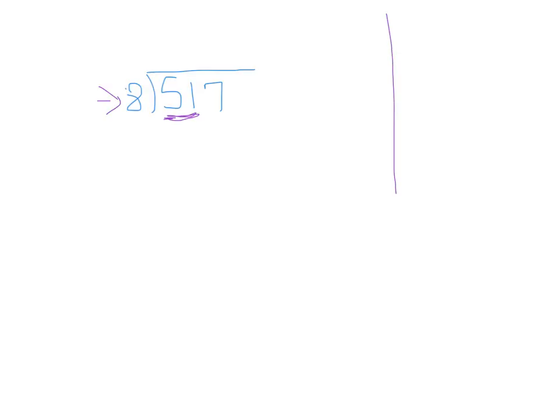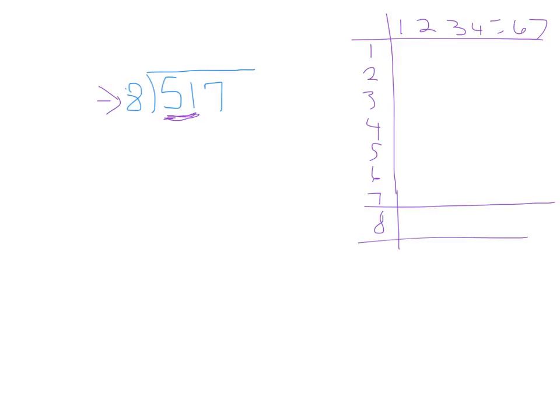So you're going to go over to your multiplication table, and you're going to go along the 8 row until you get as close as you possibly can to 51. When that happens, it's going to happen this time in the 6th column. 48 is as close as we can get multiplying 8s to 51. So 8 times 6 is 48.